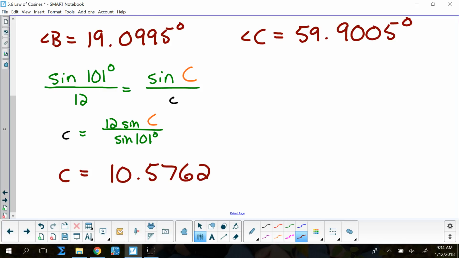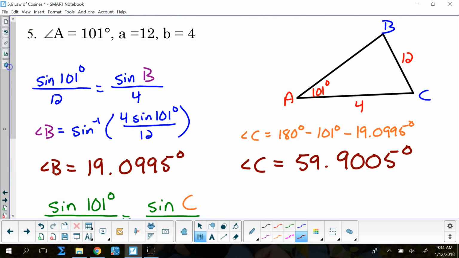Questions on that one? Could I have done law of cosines on that one, from the start? Or did I have to do law of sines? Law of sines only. Yep. Didn't have enough information to do law of cosines. Okay. All right.